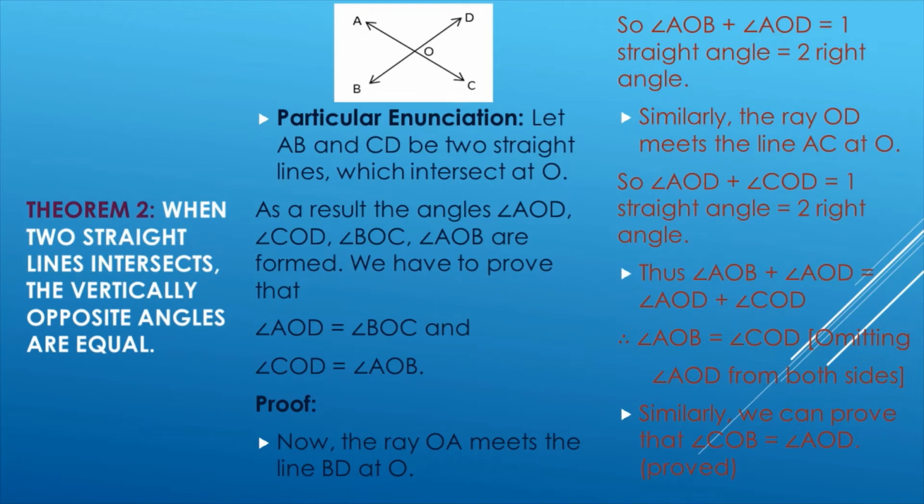And these two right angles are the same, so we can write angle AOB plus angle AOD equals angle AOD plus angle COD. And from both sides we can omit angle AOD, and we get angle AOB equals angle COD. So similarly, we can prove the same thing for the other two angles, angle COB equals angle AOD.